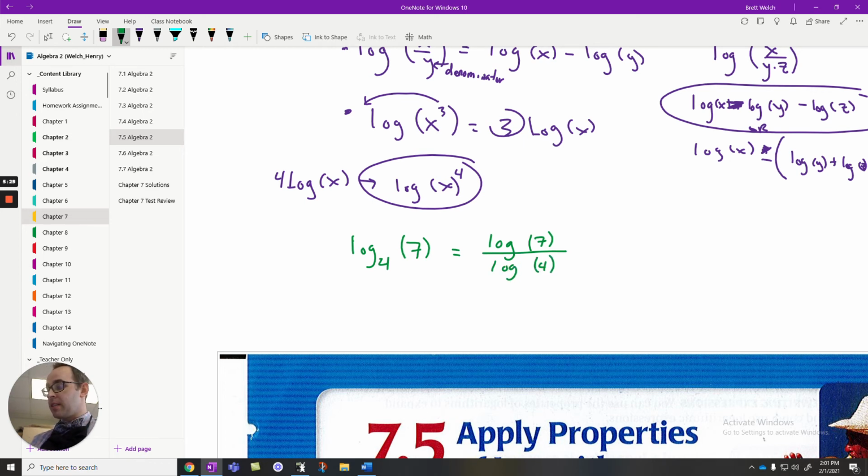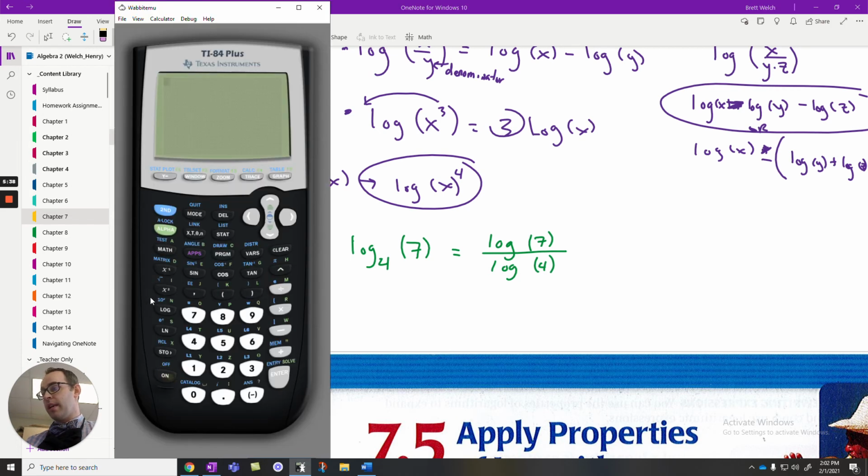Now the reason why it matters that it's base 10 is that these can now go into the calculator just the way they are. I don't have to do anything fancy to them. And so I can go in and take the log of the top, which is 7, and divide it by the log of the bottom, or the base, which is 4. And I get 1.4036. Now if we remember what a logarithm is, that's the exponent that turns the base into the argument. So if I take 4 and raise it to that exponent, I should get 7, which I do.